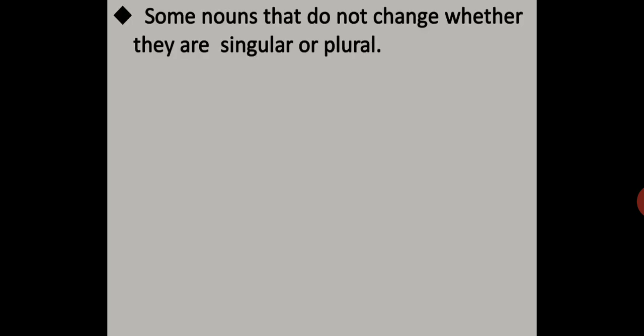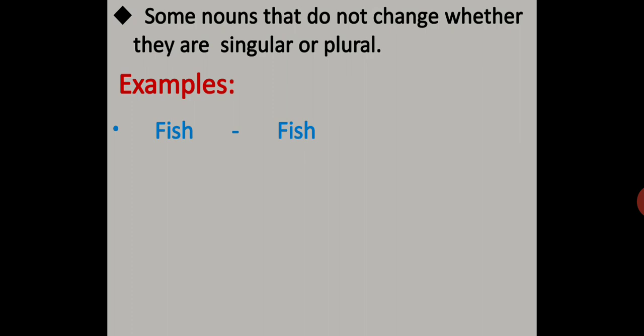And the next rule is some nouns that do not change whether they are singular or plural. It means that if some nouns are in a singular form or they are in a plural form, the spelling will not be changed, the pronunciation will not be changed, they remain the same in both forms, in a singular form and in a plural form. Let's see and understand with some examples.